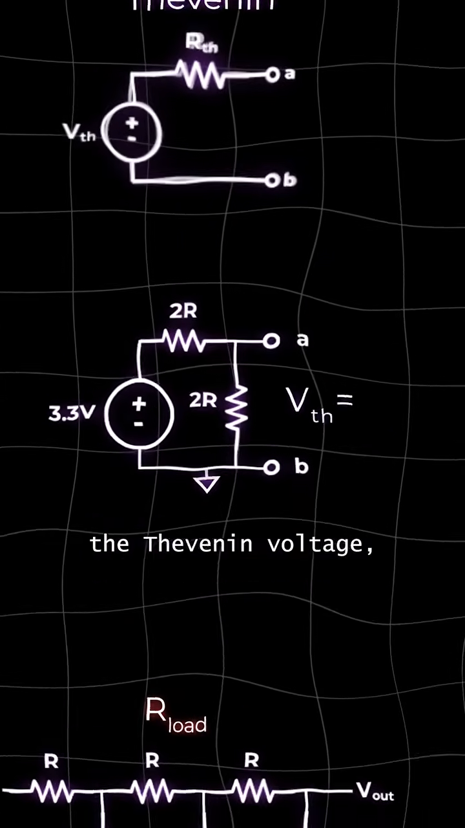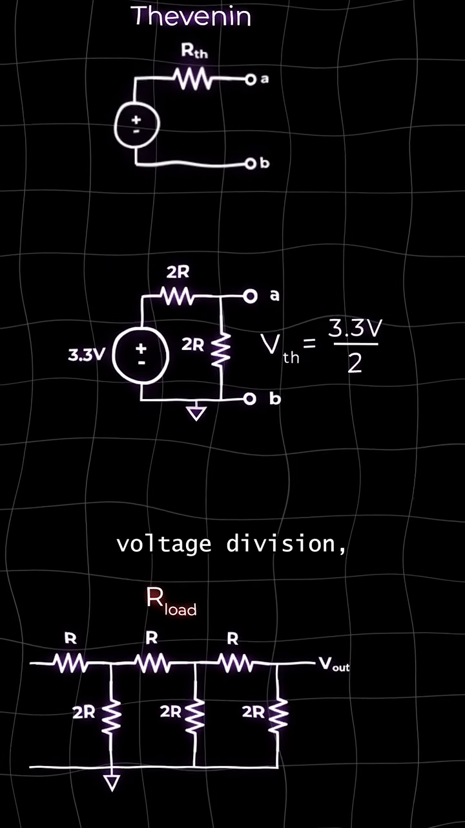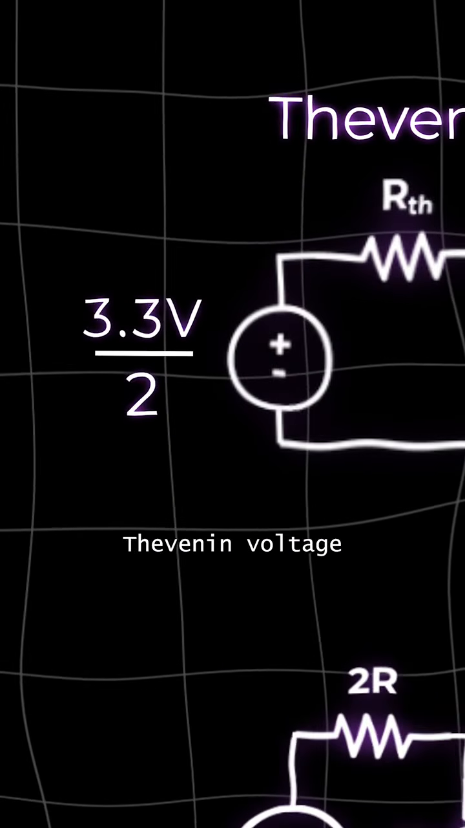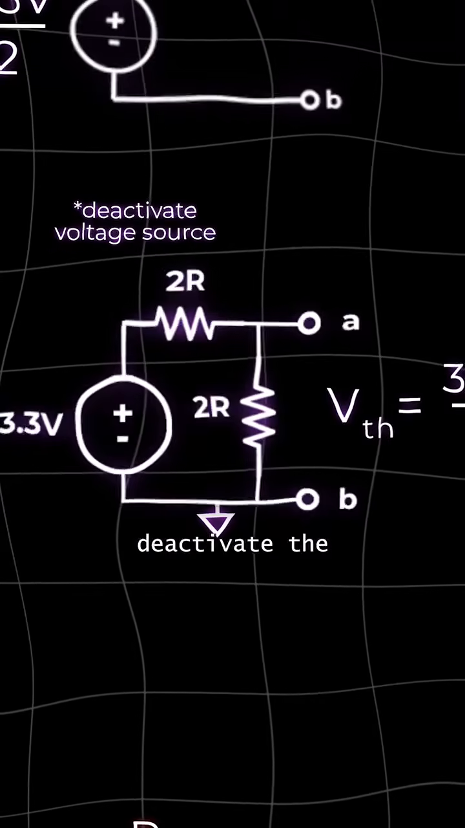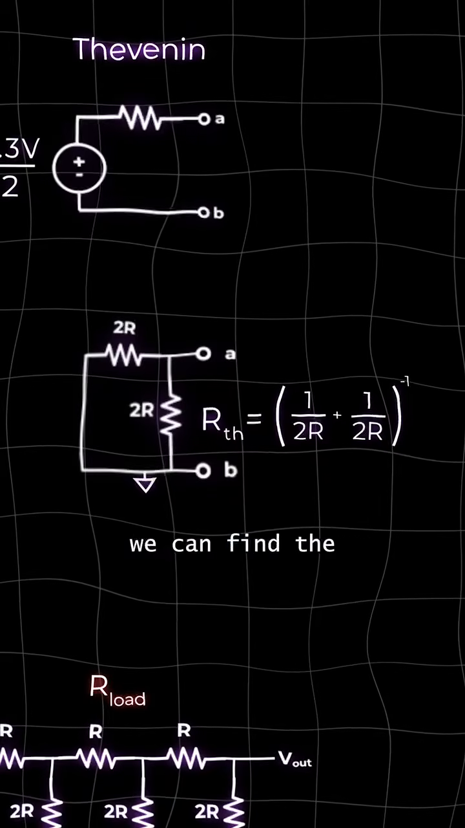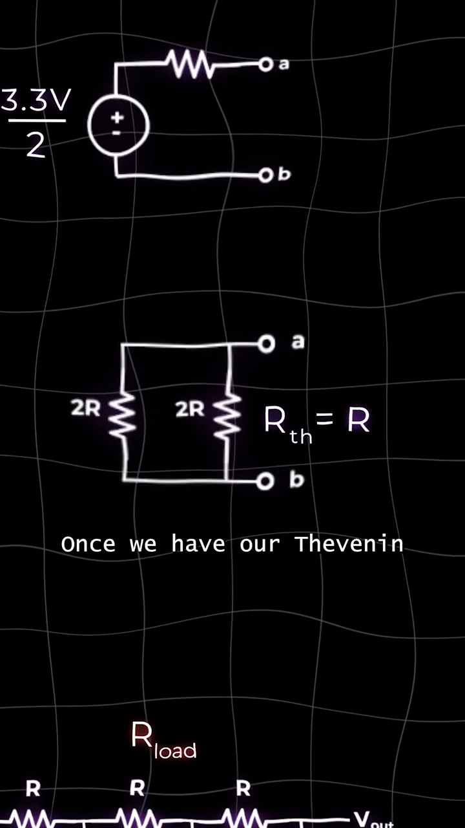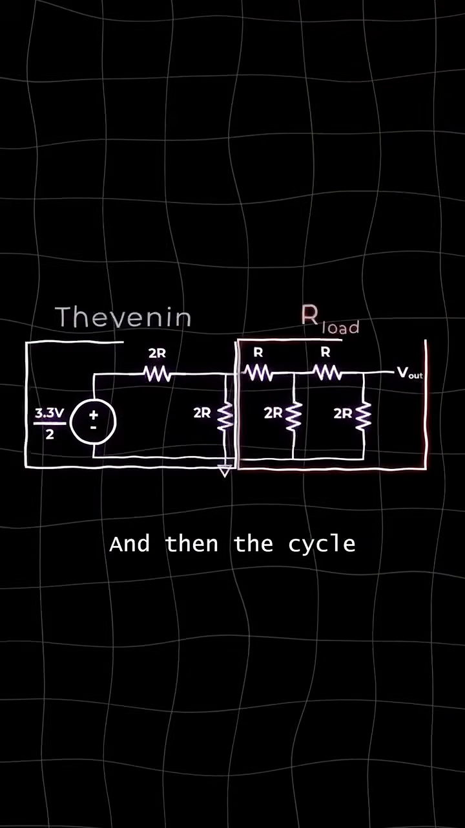To get the Thevenin voltage, we simply have to take the voltage drop across this resistor. And to do that, we can use voltage division, which shows us that the Thevenin voltage is 3.3 volts divided by 2. To find the Thevenin resistance, we have to first deactivate the voltage source, which means shorting it. Since these resistors are in parallel, we can find the equivalent resistance by using this formula. Once we have our Thevenin equivalent circuit, we can just slap it back onto the rest of the circuit. And then the cycle just repeats.